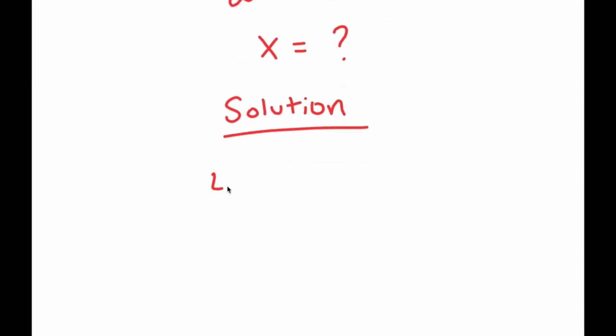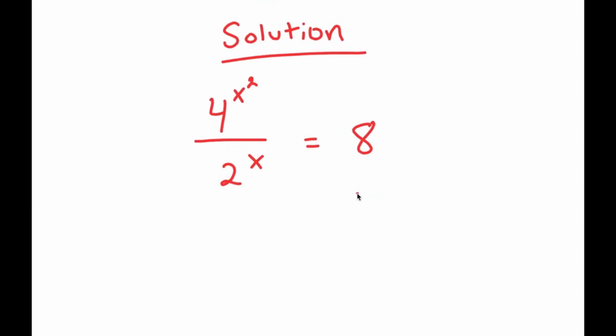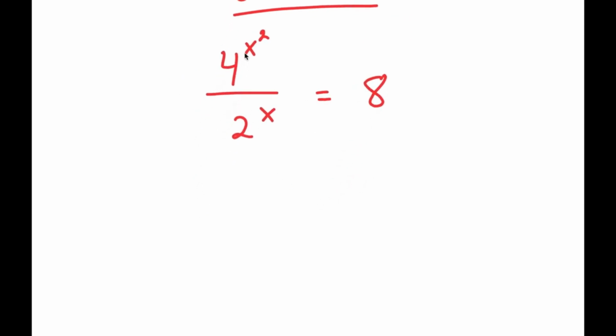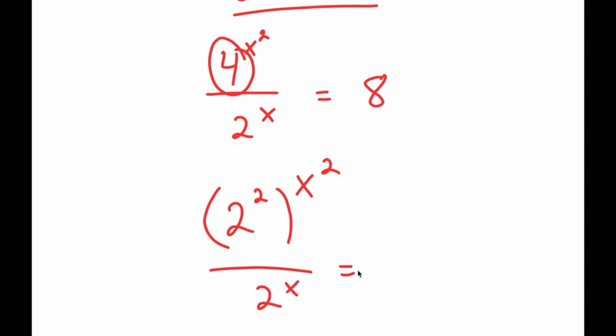I first start by writing my equation down here. So I have 4 to the power of x squared over 2 to the power of x is equal to 8. And what I'm first going to do is start by rewriting 4 here as 2 squared. So I have 2 squared to the power of x squared over 2 to the power of x is equal to 8.